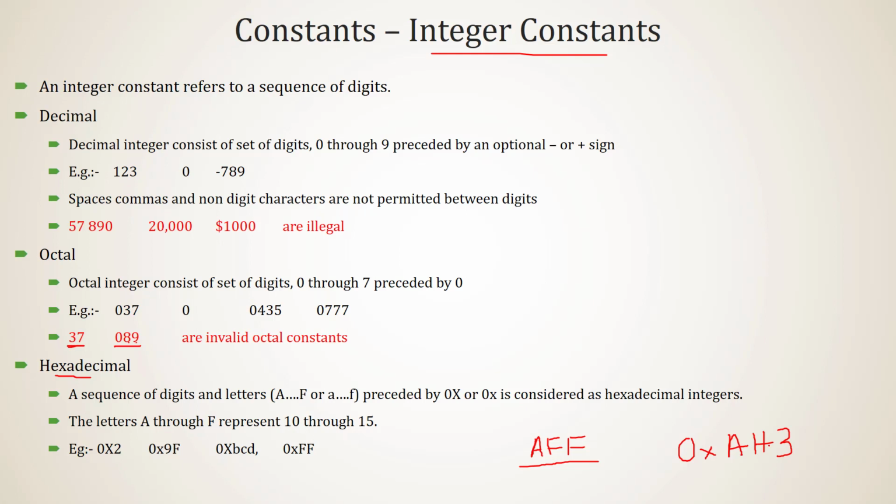Rahul Bharadwaj. Sir, is 0xAH3 a valid hexadecimal number? No, sir. Why? H is not between A and F. Okay, H is not a valid symbol. If you are clear with these integer constants, please type clear in the chat box. Okay, thank you. So I hope you understood integer constants.